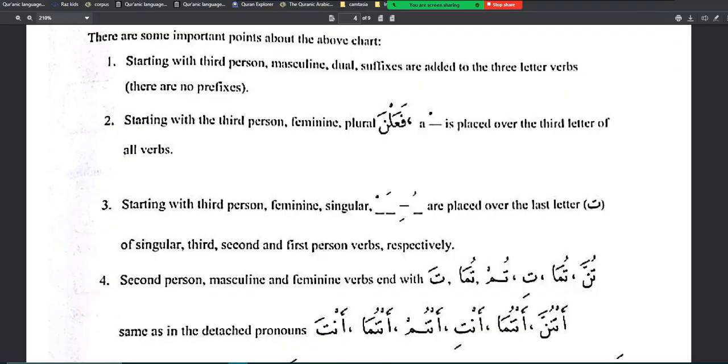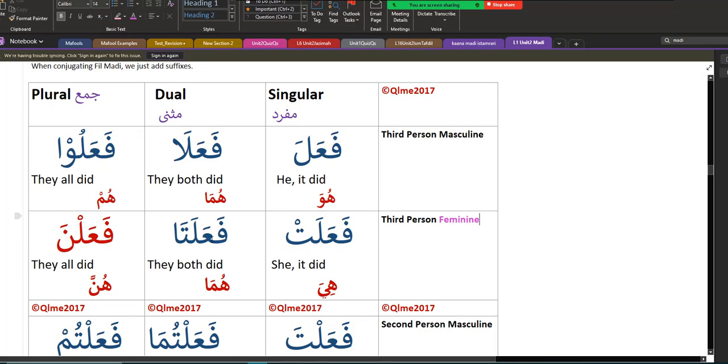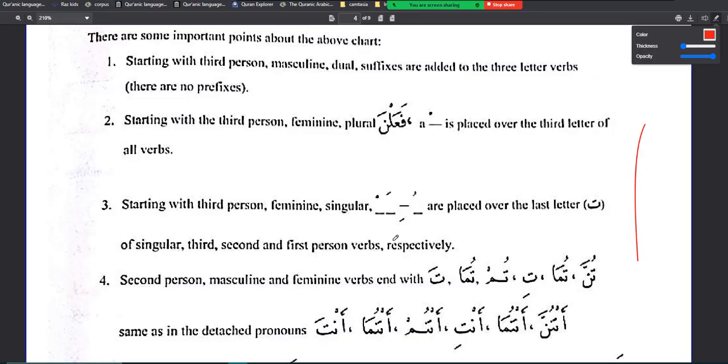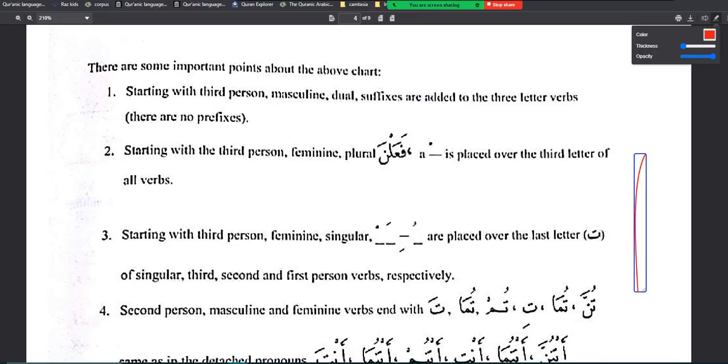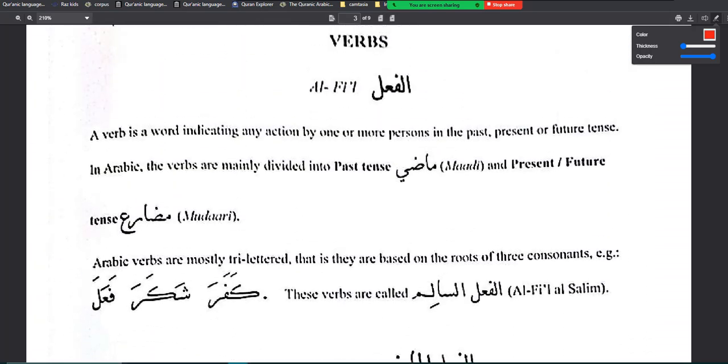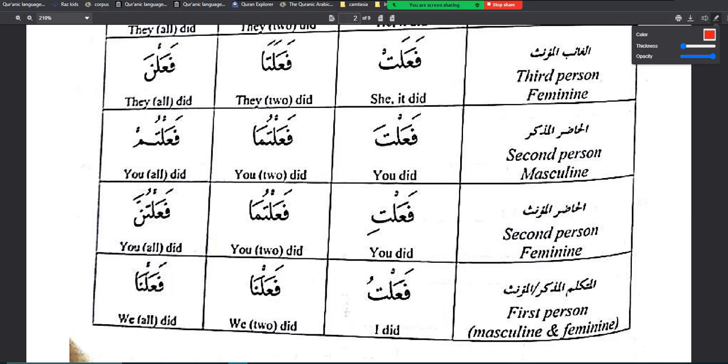Point is, starting with the third person feminine plural fa'alna, a sukoon is placed over the third letter. Fa'alat, fa'alata, fa'alna. So lam is having a sukoon. From here onwards, all the way from fa'alna to the first person, the lam is having a sukoon.